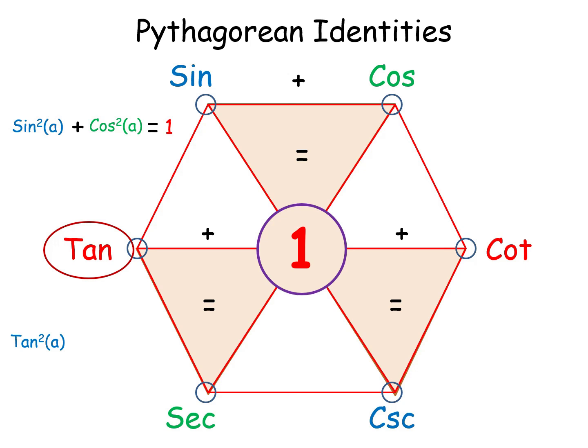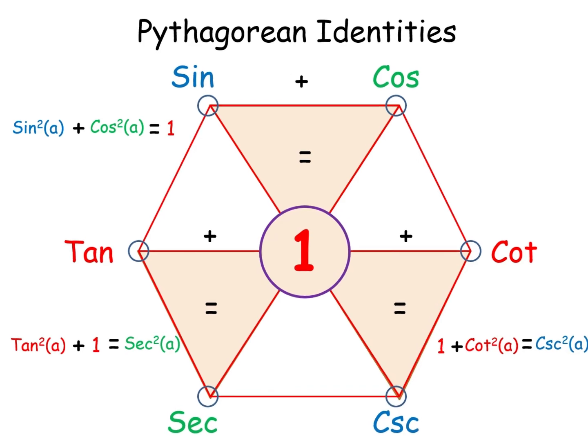And the square of the tangent function plus 1 is equal to the square of the secant function. The same pattern: 1 plus the square of the cotangent function is equal to the square of the cosecant function.